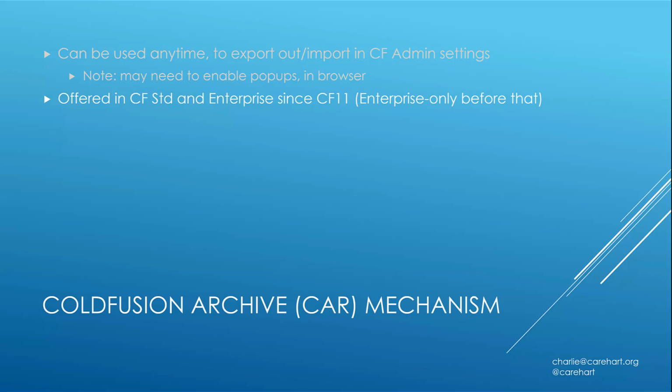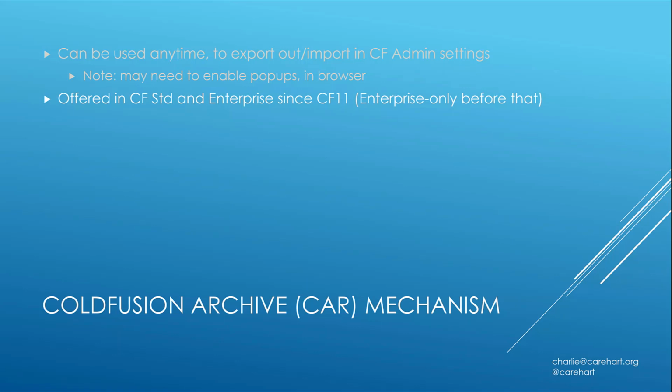Now, here's where things get interesting. The ColdFusion archive mechanism used to be only in enterprise for CF10 and earlier. So many people who don't have enterprise never got around to using it, never paid attention to it, never noticed it. But even people who had enterprise didn't know about it, didn't notice it. Well, since CF11, so CF11, 2016, 2018, now 2020, anybody can use it in standard or enterprise.